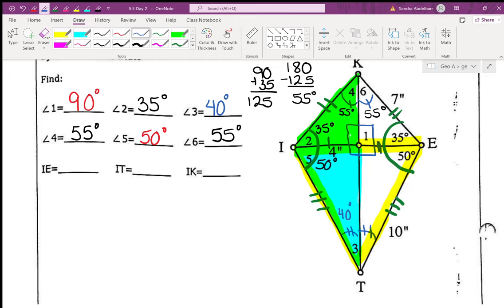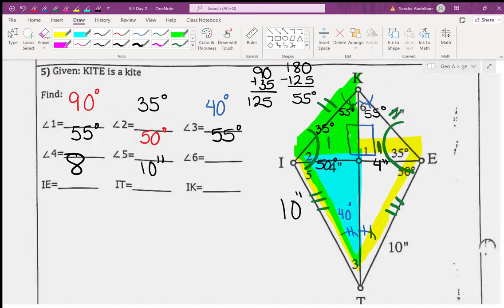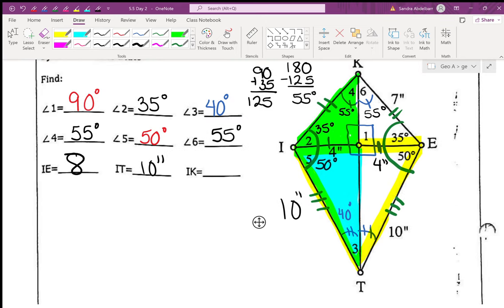All right, I want to now find IE. Well, do we agree that I to this middle point that I didn't name is 4 units long, 4 inches long? So that means the dot to E is also another 4 inches long. So that means all of IE has to be 8. All right, IT. Well, IT is congruent to ET. So IT has to be 10. And then IK is congruent to KE. So IK has to be 7.